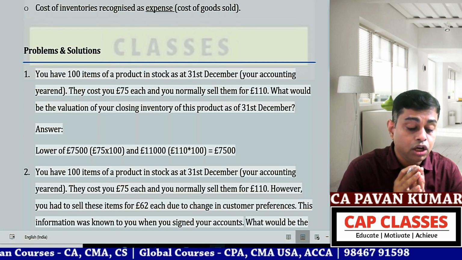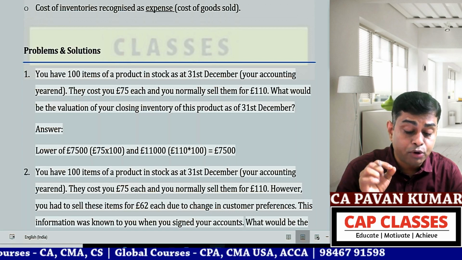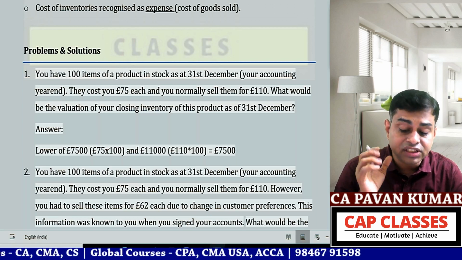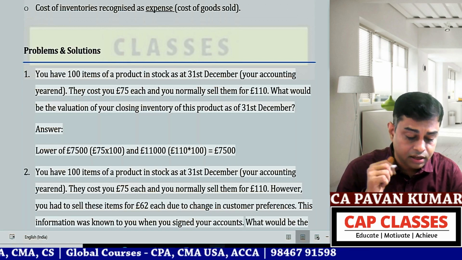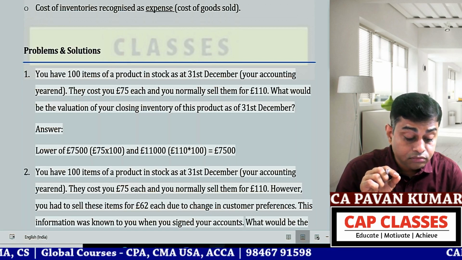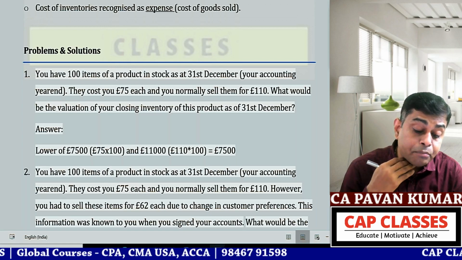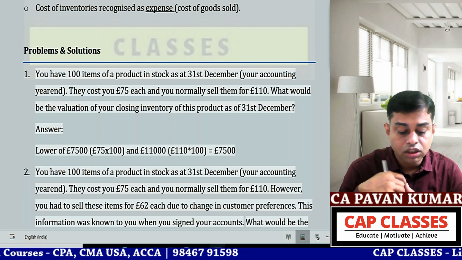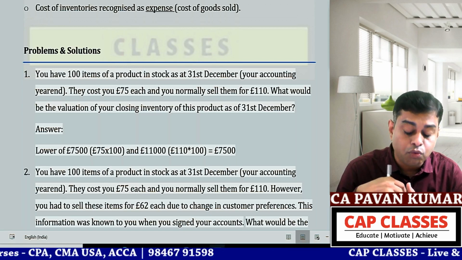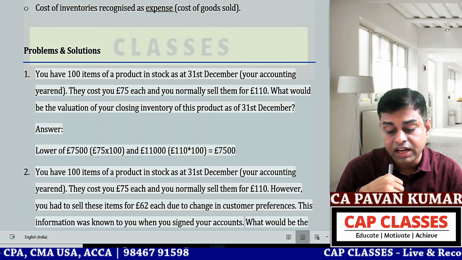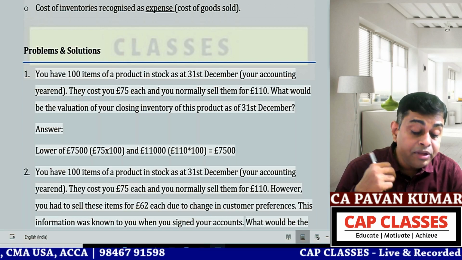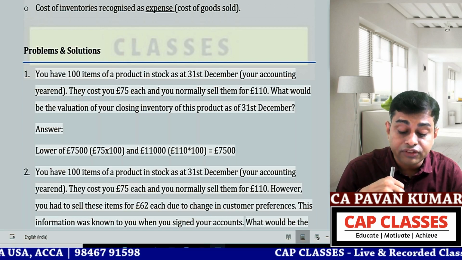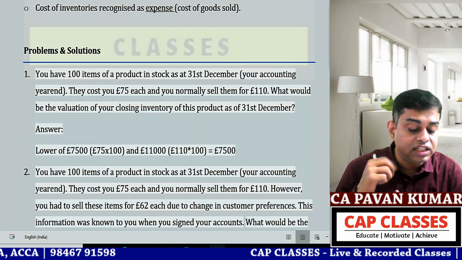Problem number 1. You have 100 items of a product in stock as at 31st December, which is your accounting year end. They cost you 75 pounds sterling each, and you normally sell them for 110. So what is your cost? 75. What is your selling price? 110. What would be the valuation of your closing inventory of this product as of 31st December?